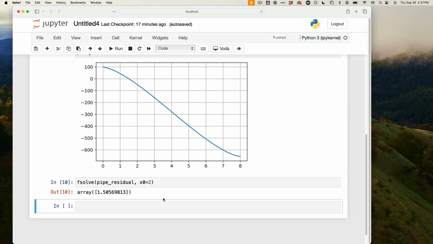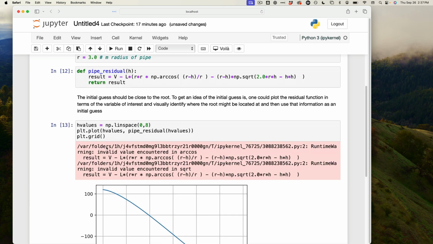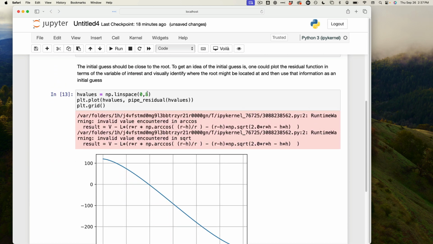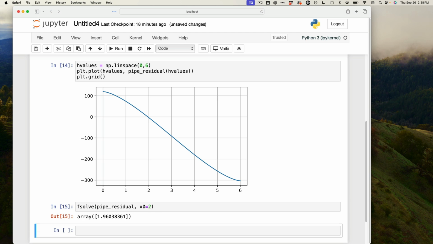Okay. Now, if I change V, L, and R, so let's say we spilled 120 cubic meters and the pipe radius is 5 now, or let's say 3. So now we shrunk the pipe, we spilled more, so the height is going to be probably higher than the person. So I change those. I can run this again, and now I have a different residual function. So now my residual function should go from 0 to 6, because that's the maximum height. Now the root is almost at 2, exactly. So if I give it 2, it's going to give me a root of 1.96. Okay? So we change that.